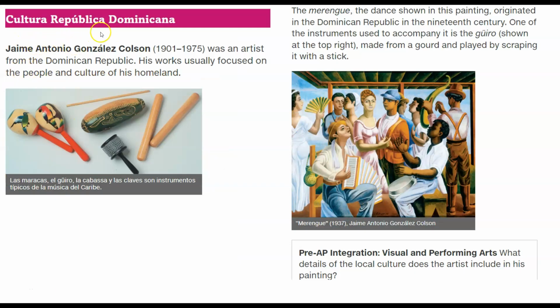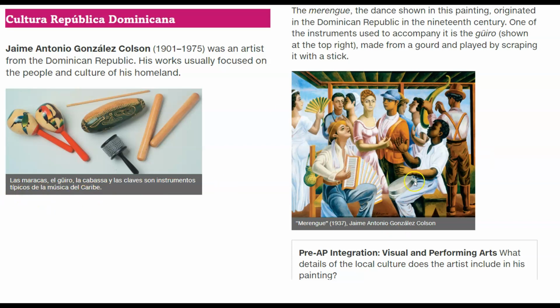La cultura República Dominicana, Dominican Republic culture. So these are typical instruments that you would see in Dominican music, such as merengue. You have the maracas, el guiro, la calabaza, las claves. And these son instrumentos típicos de la música del Caribe. They're typical instruments of Caribbean music.